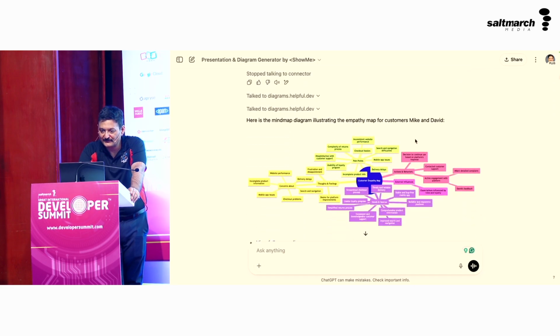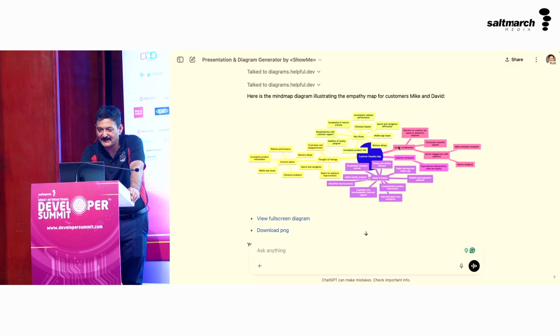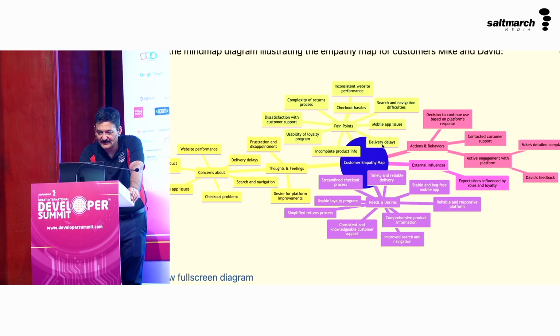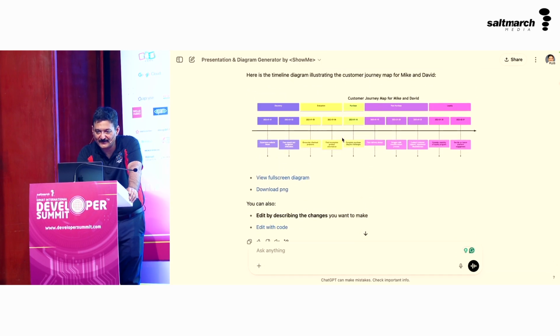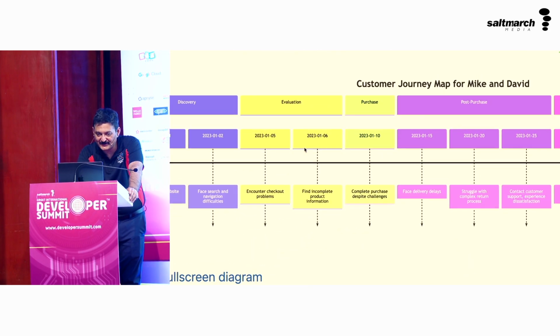Okay. So in this one, this is the empathy map which I created for my problem which I'm trying to work with. And this is the presentation generator show me diagram. This is the customer journey map I created exactly using that. Customer encounters checkout problems, finds incomplete product information, which is the problem.